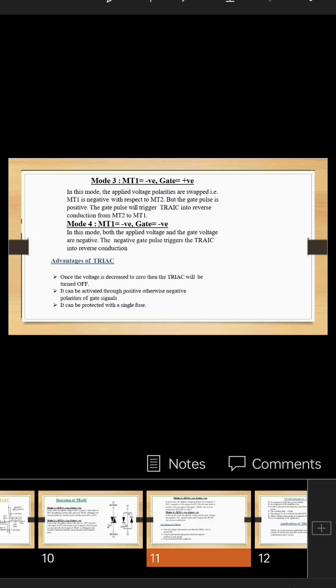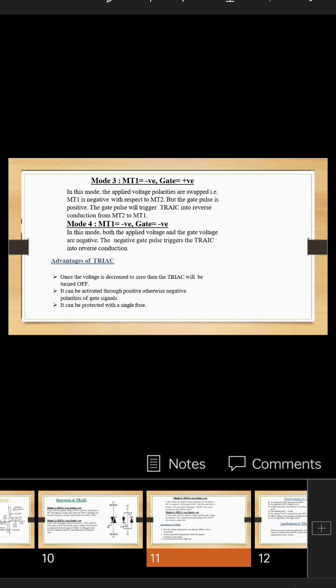Mode 3, MT1 equal to negative, gate equal to positive. In this mode, the applied voltage polarities are swapped. MT1 is negative with respect to MT2, but the gate pulse is positive. The gate pulse will trigger the triac into reverse conduction mode, conduction from MT2 to MT1.